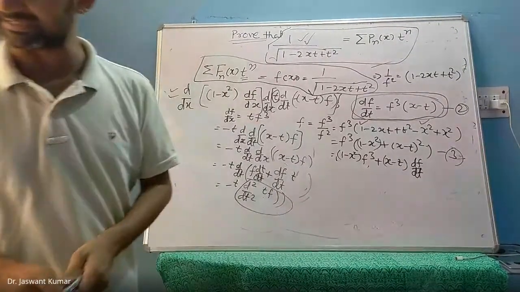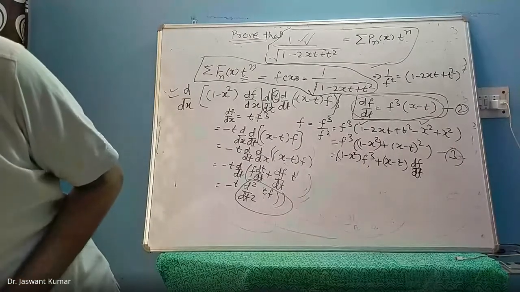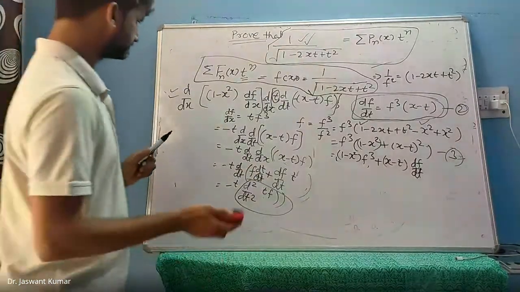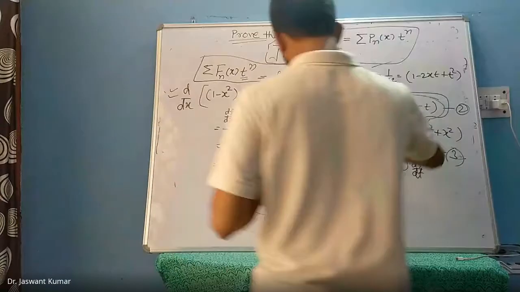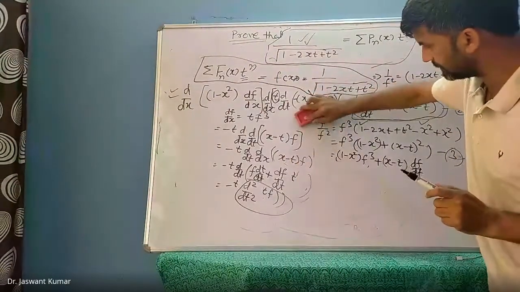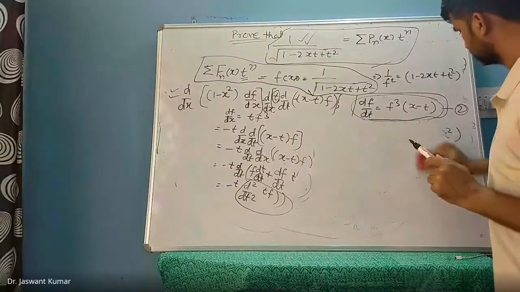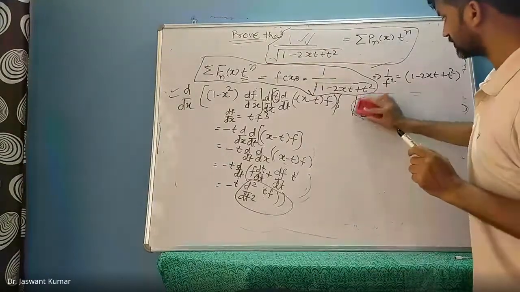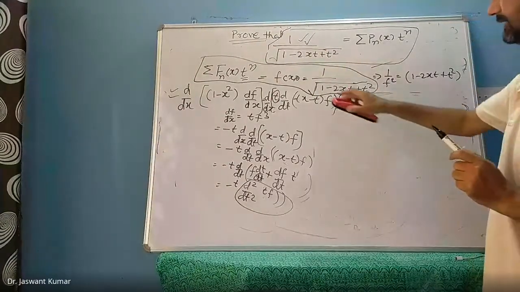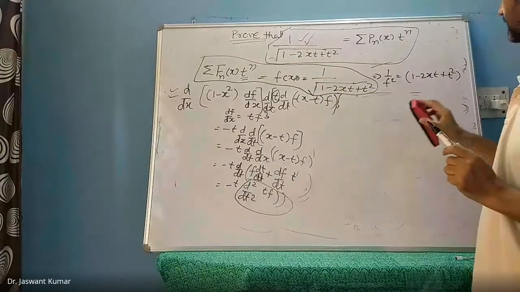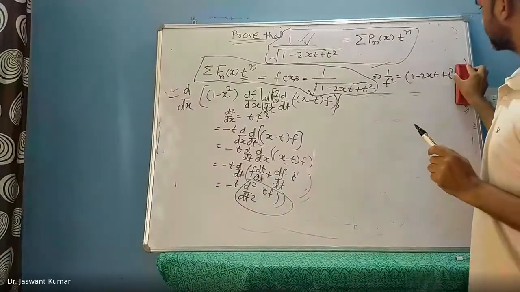After this, what do you do? So now I remove this part, this f, because we will not be using this now. We will not be using this equation also. We will be using this and this equation only. So I erase this part also.